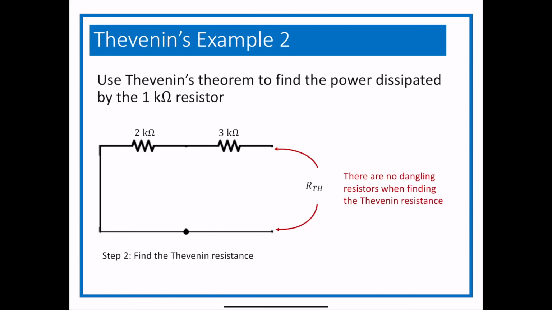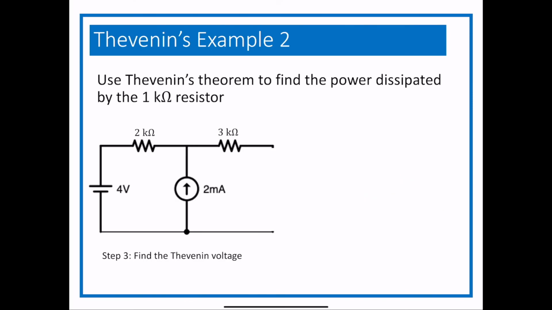And remember, no dangling resistors when finding the Thevenin resistance, because the actual ohm meter completes the circuit. So the Thevenin resistance is just going to be 2K plus 3K, which gives us 5K. And now we're going to find the Thevenin voltage. With the Thevenin voltage, we have a dangling resistor, so that's not going to be part of the circuit. We're going to get rid of that and move over. And really what we need for the Thevenin voltage is the voltage across the 2 milliamp source.